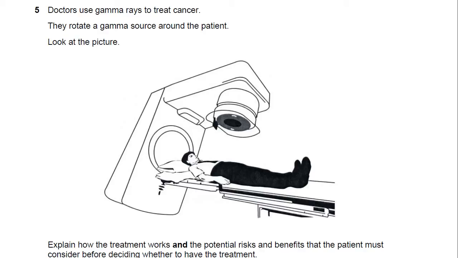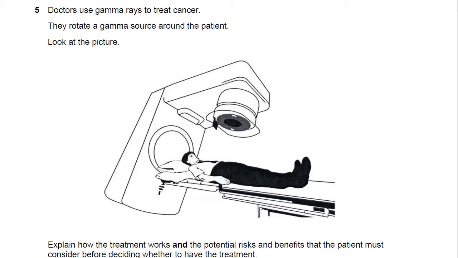Hi, this is an OCR Gateway P4 question for Gateway Physics and for additional science. This question is about gamma rays and they're used to treat cancer. They rotate a gamma source around the patient.